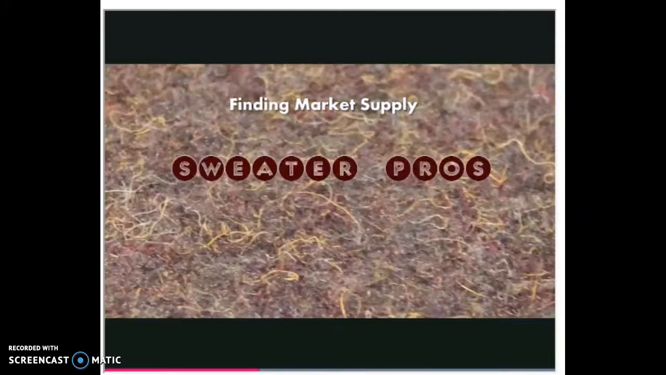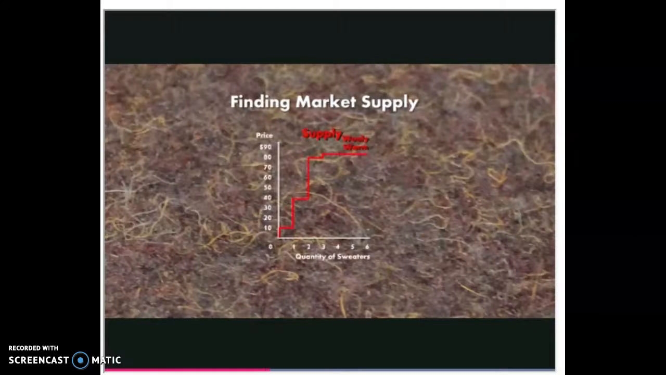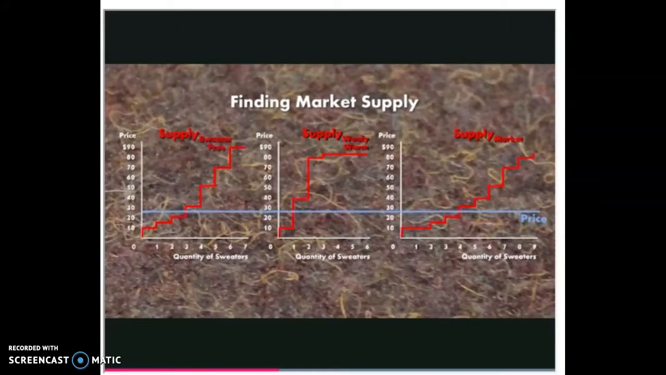Suppose that the Sweater Pros company and the Woolly Worm company are the only sweater makers in a small sweater market. Woolly Worm's supply curve looks like this. The market supply curve is found by adding the quantity Sweater Pros would supply to the quantity Woolly Worm would supply at each price. For example, at a price of $35, Sweater Pros would supply 4 and Woolly Worm would supply 1, so the quantity supplied in the market would be 5. At a price of $75, Sweater Pros would supply 6 and Woolly Worm would supply 2, so the quantity supplied in the market would be 8.